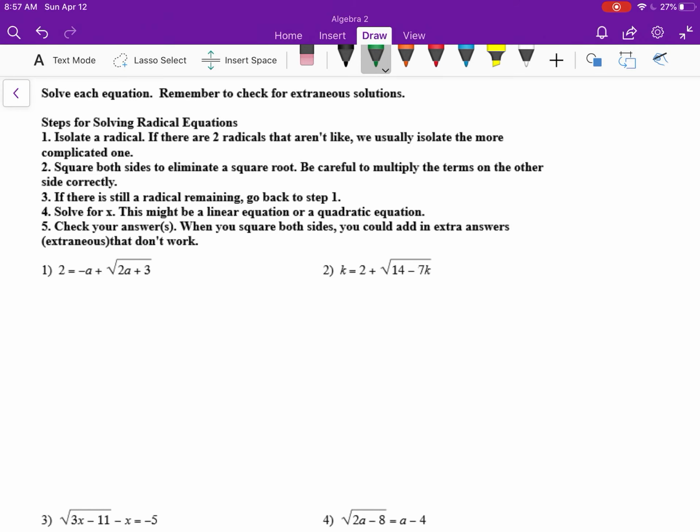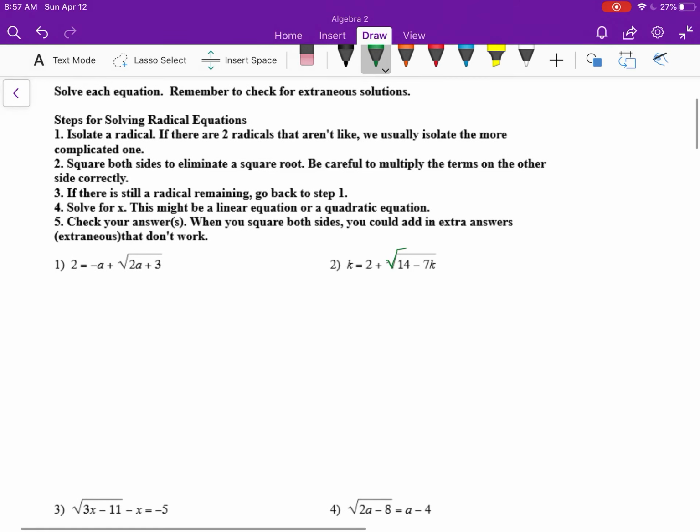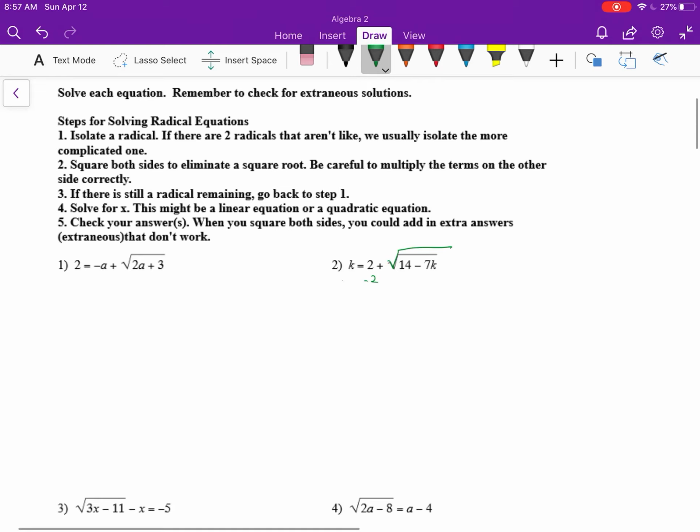So the first thing we want to do is isolate the radical. The radical is the square root of 14 minus 7k. So we want to isolate that right now. There's a 2 there with it, so we're going to subtract 2 from both sides. So we have k minus 2 equals the square root of 14 minus 7k. There was only one radical, so we isolated it. Now we're going to square both sides to eliminate the radical.